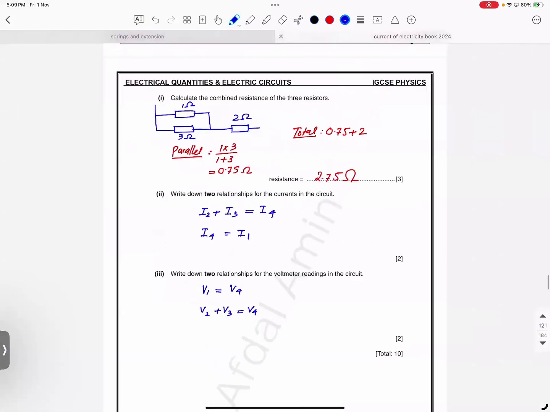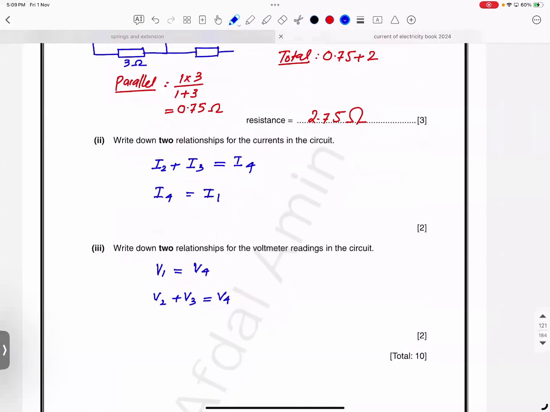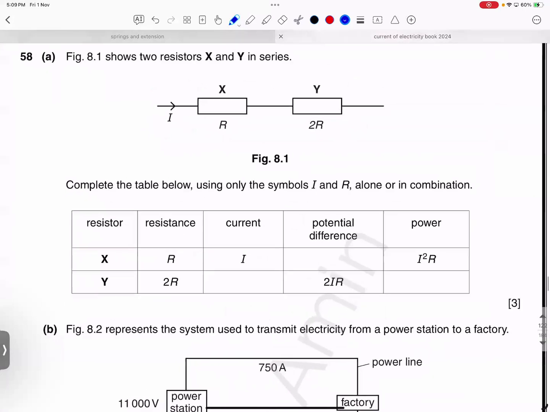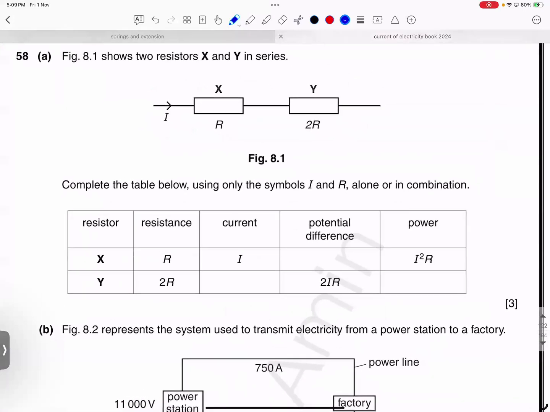Next question. Question number 58. Series circuit. Since they are in series, the current is the same. Current is I, current is I, current is I. The current is the same in series. So go to the current column. Since they are in series, the current has to be the same.